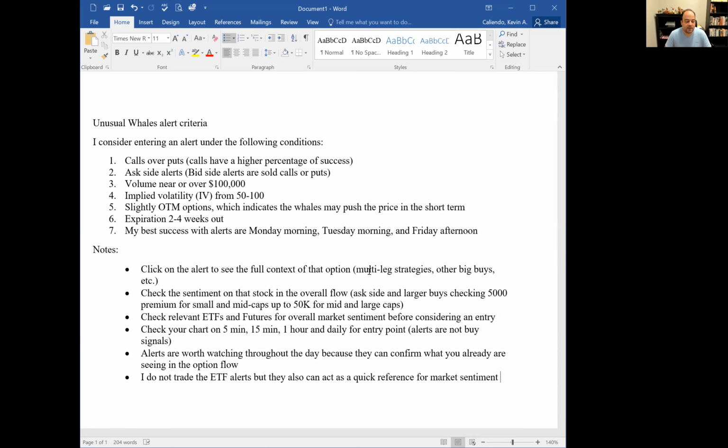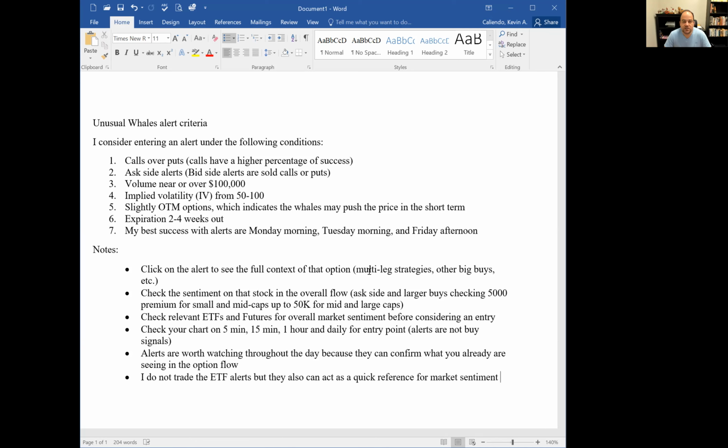Before you consider entering, make sure to check relevant ETFs and futures for overall market sentiment. For airline stocks, I look at JETS, for example. That's an ETF for airline stocks, so you can see how your stock is doing in relation to that. Check your chart on the 5, 15 minute, 1 hour, and daily for an entry point. And alerts overall, they're worth watching throughout the day.